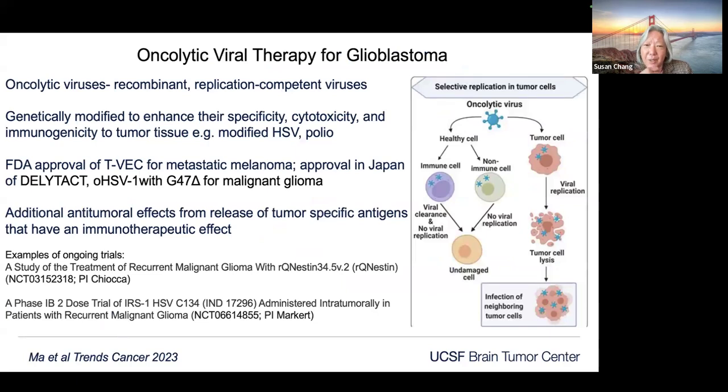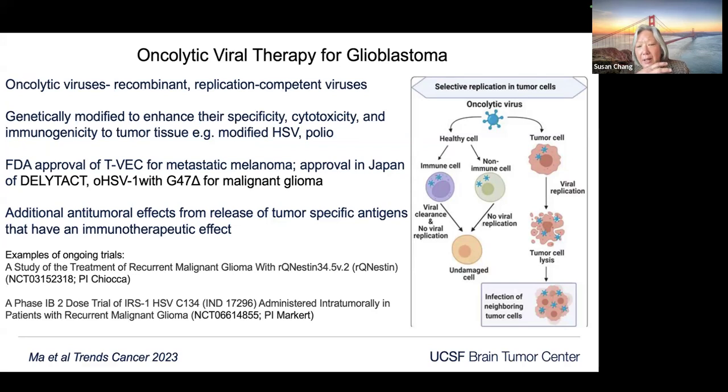I remember many years ago when Dr. Wilson was the chair, we did the first HSV trial with this. This is where we use genetically modified, recombinant, replication-competent viruses to enhance specificity and cytotoxicity. So modified HSV and polioviruses are being used. What's important to note is that there is an FDA approval of this strategy in metastatic melanoma. And you may also be aware that in Japan, there is an HSV oncolytic viral therapy that's approved for malignant glioma.